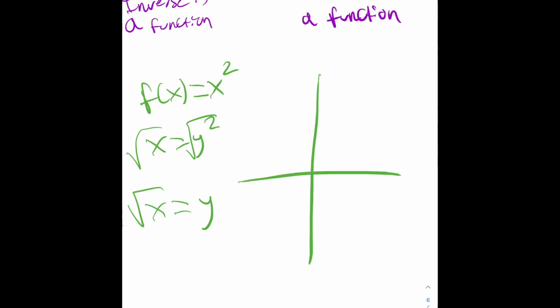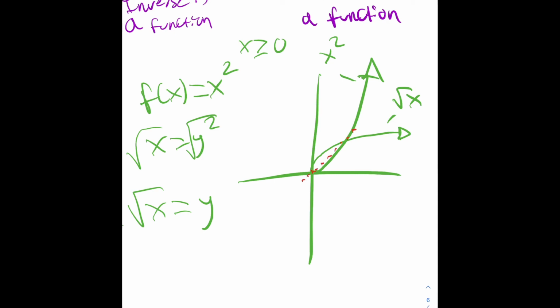So if I were to graph my x squared graph, we're just going to keep it on when x is greater than or equal to 0. So again, I don't need to worry about that negative number. But this is my x squared graph. And then my square root graph, square root of x, would look something like this. And then I'm going to draw in the line y equals x right here. So you can see how they relate to each other.